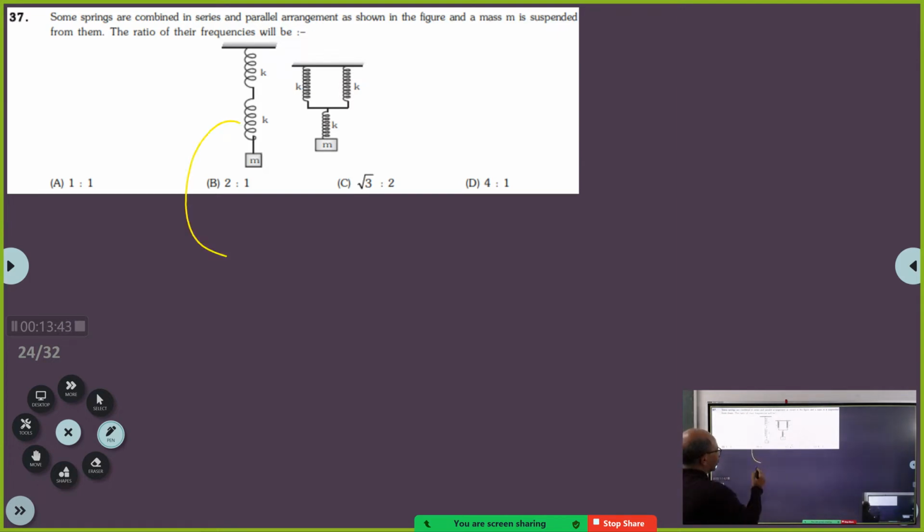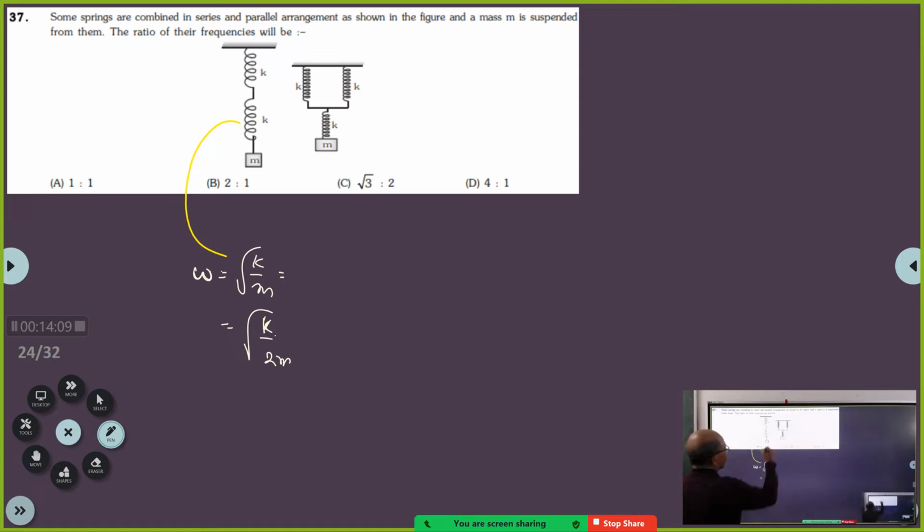So in this case, the general formula for frequency would be omega is equal to root of k by m. Correct? So in this case, the k value will be k by 2. So this will be k by 2m, right? So for the first case it will be root of k by 2m.